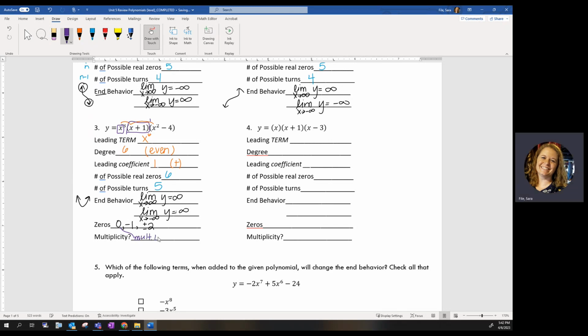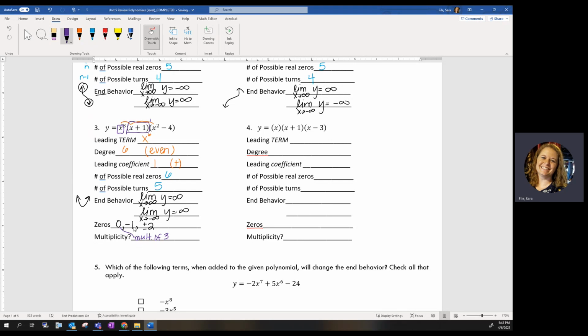has a multiplicity of 3, which tells us that in the graph, if it's got an odd multiplicity, it's going to pass through the x-axis. It's actually going to cross at that 0. If it had an even multiplicity, then it would bounce off of the x-intercept. It wouldn't cross over from positive to negative or negative to positive. All of these happen to have an odd multiplicity, because even the ones that don't show any exponent have a 1. A 1 is an odd number.